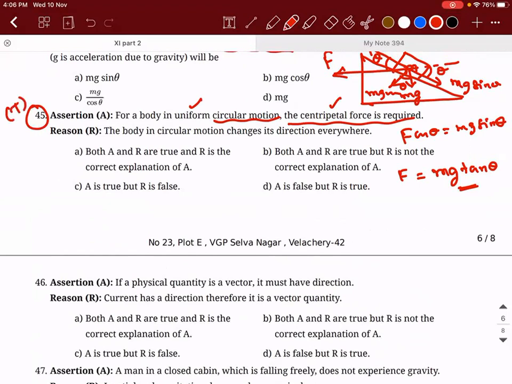The body in a circular motion changes its direction everywhere. Is it true or false? True, sir. It is true. Now is this the right explanation? Yes, sir. Yes.